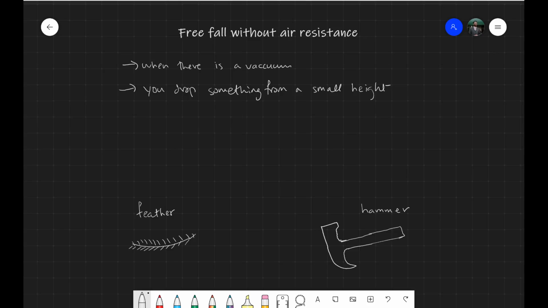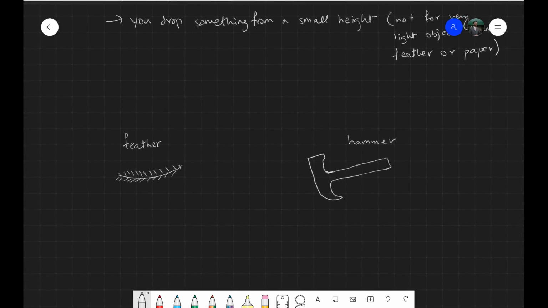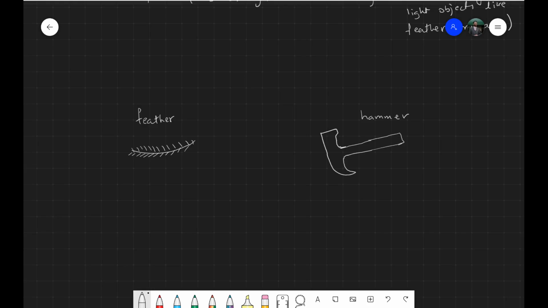So this case is not for very light objects like feather or paper, etc. So with this out of the way, we have now understood what kind of situations occur where air resistance is not acting. But now we need to understand what are the forces that are acting on the object when it's falling down.